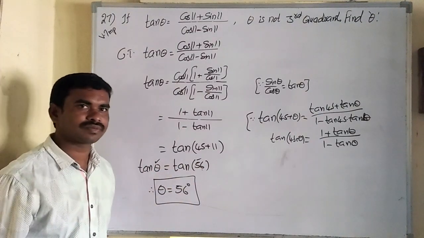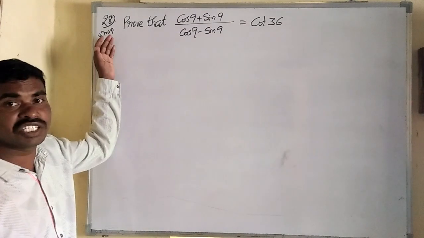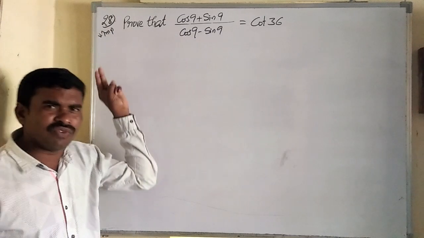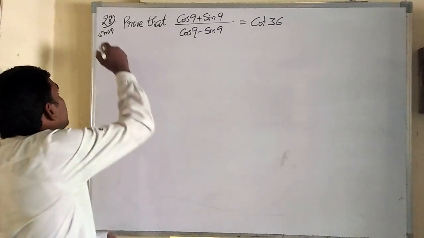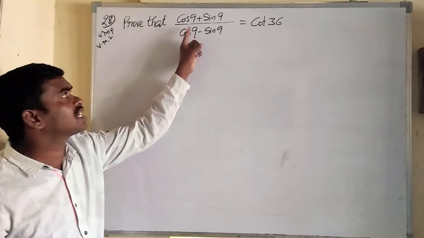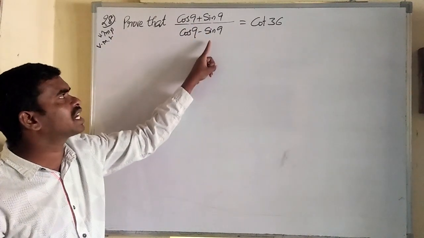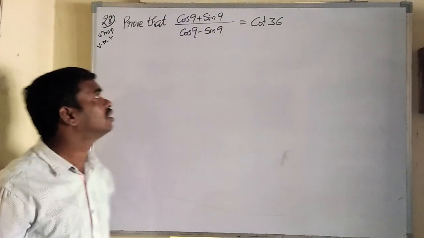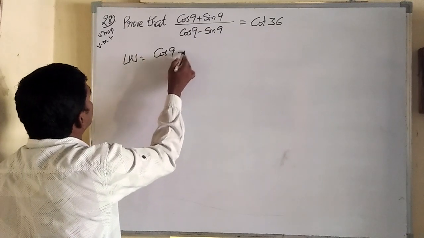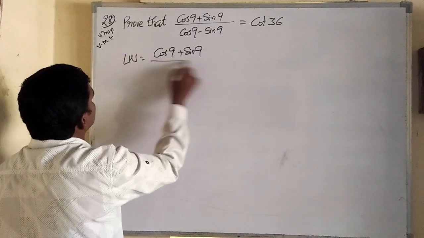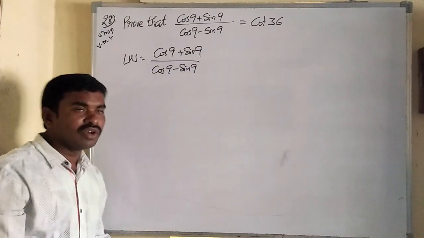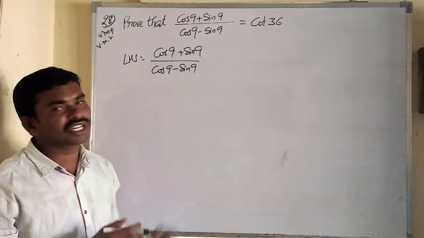Is it easy? Okay, next, question 28. This is also very, very important. Previous 27 and 28 are the most important questions. Okay, now, very, very important question. So see, prove that (cos 9 plus sin 9) by (cos 9 minus sin 9) is equal to cot 36. Okay, take LHS. Same type of question. Actually, I thought to give it as homework, but you are in the starting stage. That's why I am teaching you. If you are interested, you just pause the video, find the solution, then you can check with me.